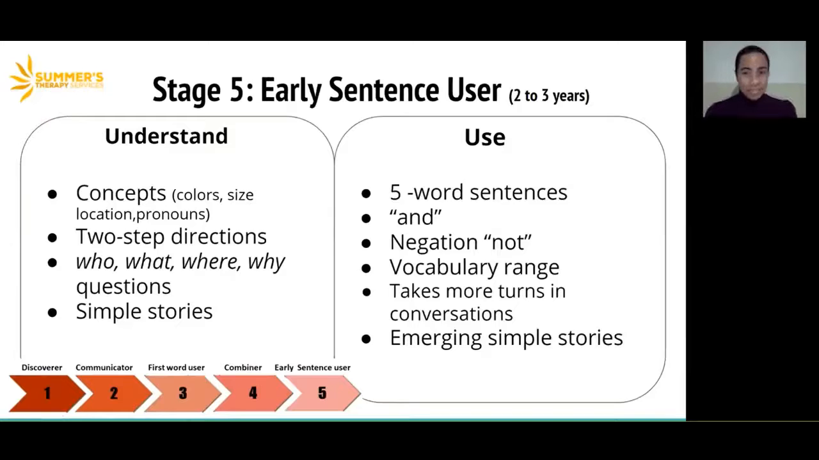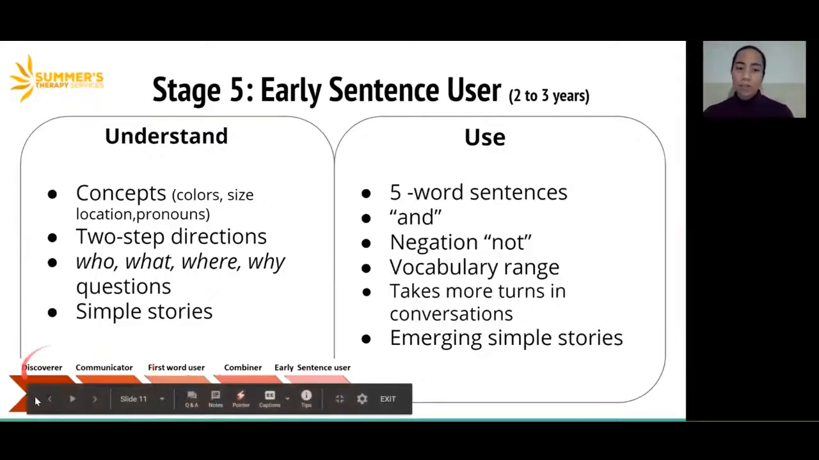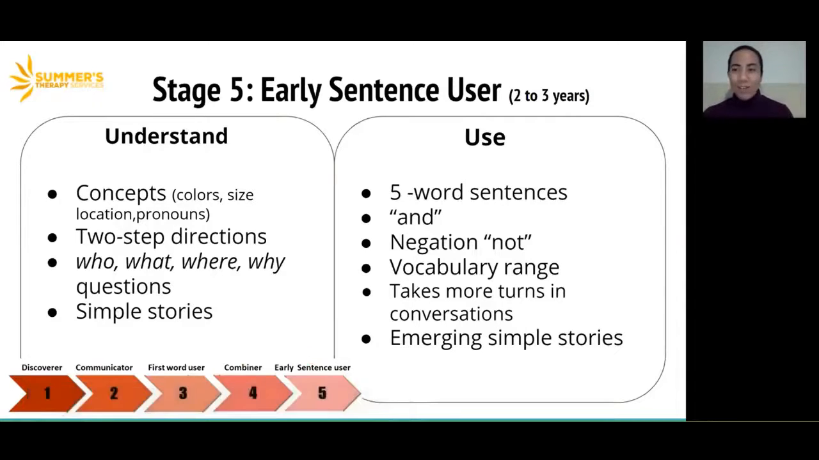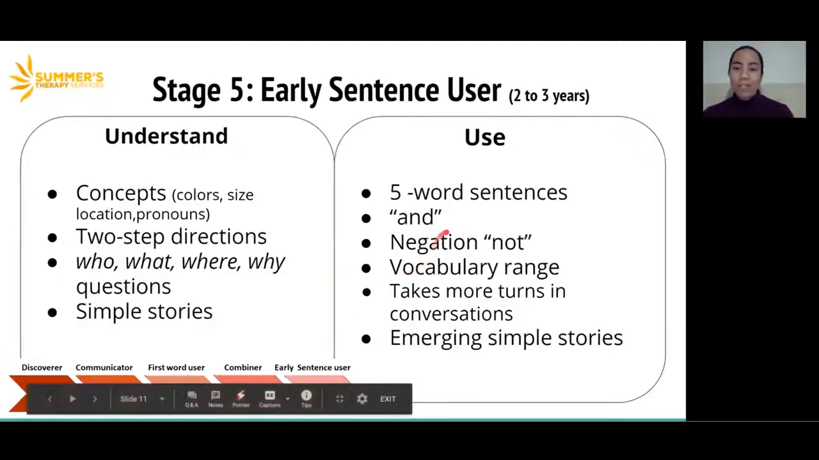And then we have the next stage, which is the early sentence user. So remember, we have the first word stage, so discovering the environment, and then we have communicators who are communicating using non-verbals. Then you use 1 word, then you go to combiner, you use 2 words. So now at early sentence, I'm using 5-word sentences already. So combining more and more words together. And so at 5-word sentences, the concepts are also growing.